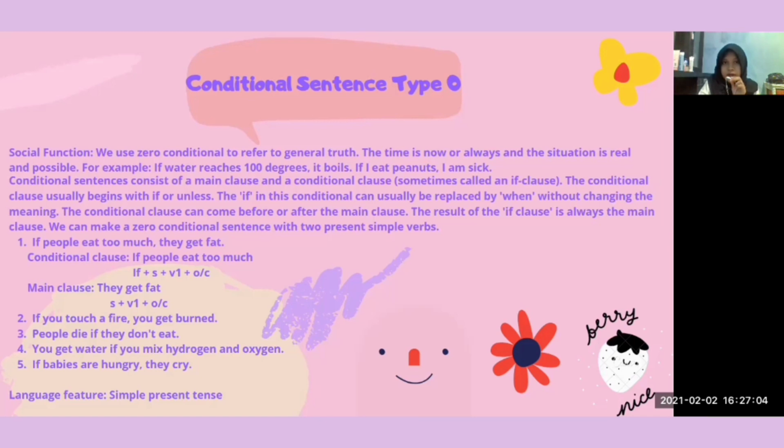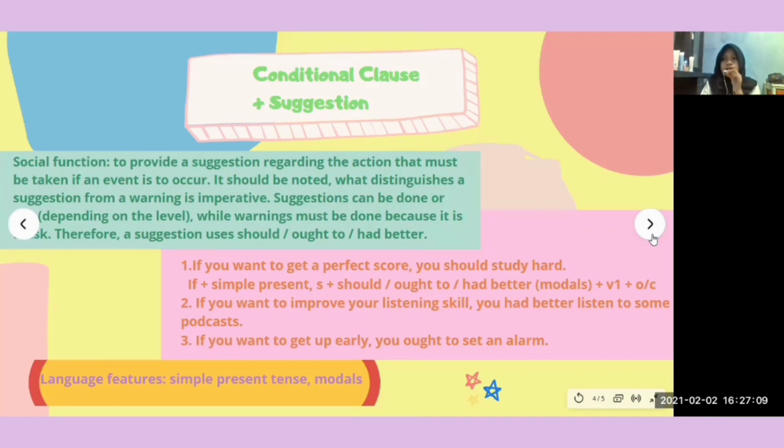The language feature of conditional sentence type 0 is simple present tense. We can use conditional sentence type 0 to give suggestion to someone. So now I'm going to be explaining about the conditional clause plus suggestion. The social function is to provide a suggestion regarding the action that must be taken if an event is to occur. It should be noted that what distinguishes a suggestion from a warning is imperative. Suggestions can be done or not, depending on the level, while warnings must be done because it is a risk.